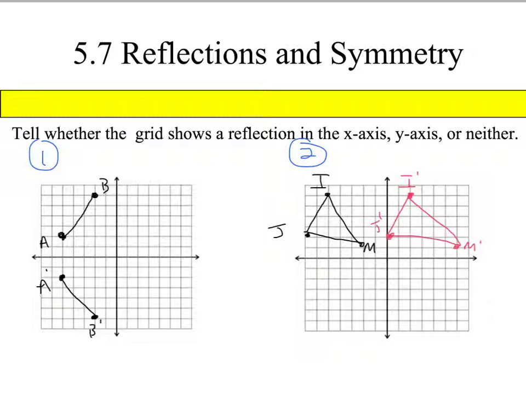All right. So if you look at number 1, okay, you go from A to A prime, right? You go from your pre-image to your image. What am I talking about? Okay, so from A to A prime, B to B prime. Does that appear to be an x-axis, y-axis, or neither? First of all, is it a reflection? Yes, it is a reflection.